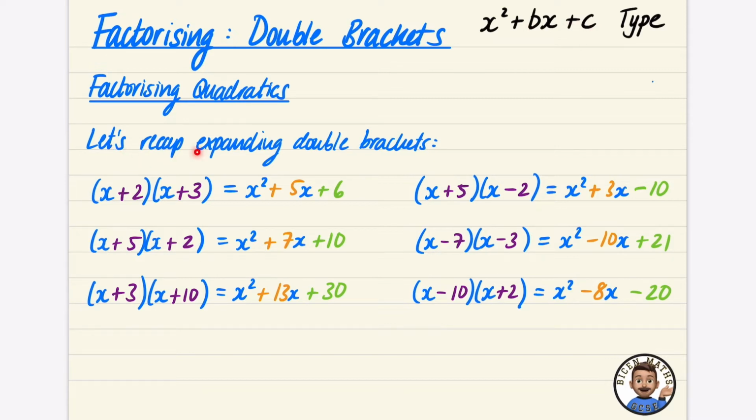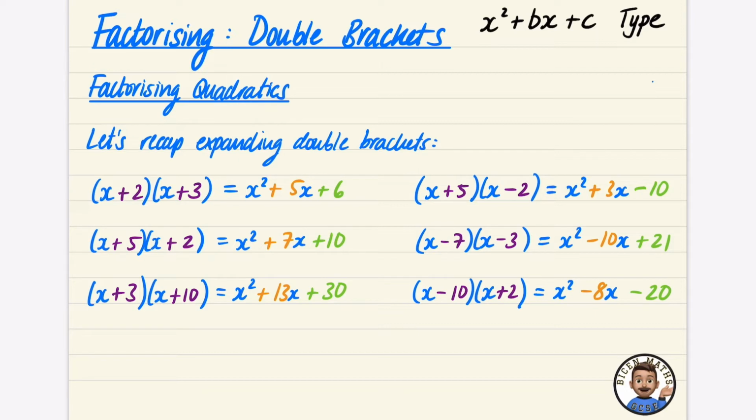So I've said here, let's recap expanding double brackets. And what I've done is I've actually written, here are the questions. I've worked out all of the answers for these 6 questions that I've got here. And what we're going to try and do is see if we can spot a connection between the purple numbers and the orange number, and the purple numbers and the green number. And we want to see if it works for all of them that we've got here. So pause the video, see if you can think to yourself, how do the purple numbers relate to the orange number in all of these questions? And how do the purple numbers relate to the green number in all of these questions?